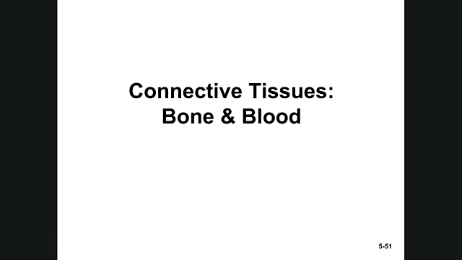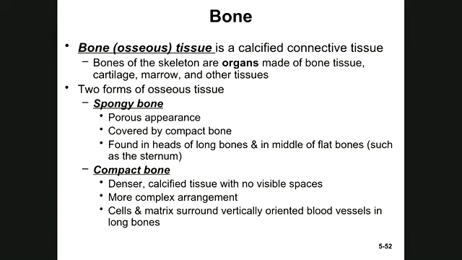The next type of connective tissue is called bone. The bone or osseous tissue is a calcified connective tissue. The bone connective tissue is more solid than cartilage, and it can provide great support, and it is not that flexible. Bone tissue is extensively vascularized, and this is the difference between bone and cartilage.